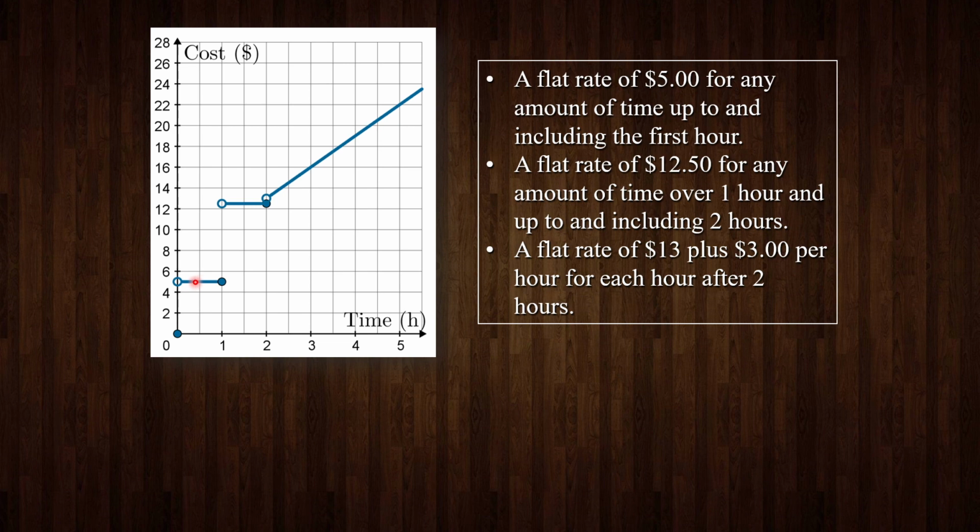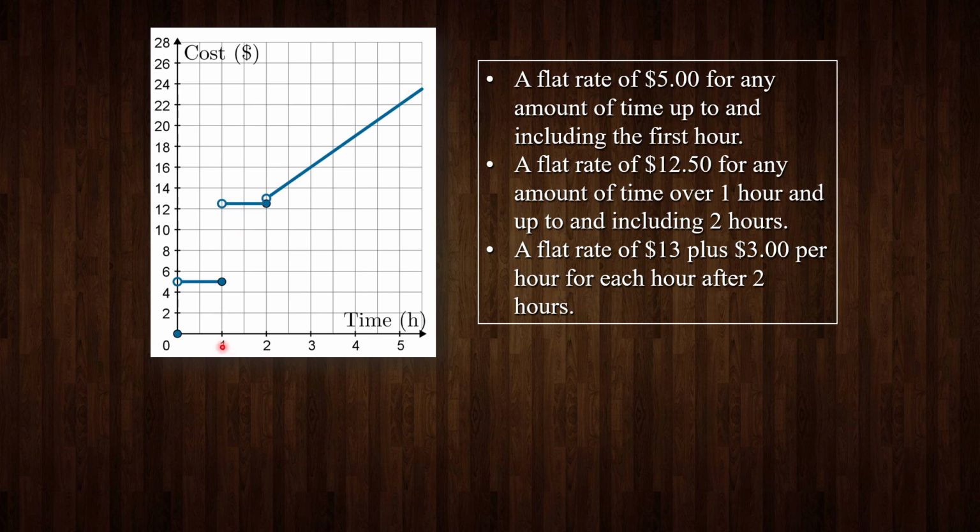Now I'll draw your attention to this. Why is there an open circle here? Well, for 0 hours in the parking lot, we're paying $0. We're not paying $5. So we indicate this by putting a solid dot at 0, and we use this open circle up at 5 to say we're only counting this line segment as part of our graph after 0, not at 0. From 1 hour to 2 hours in the parking lot, we have a flat rate of $12.50.